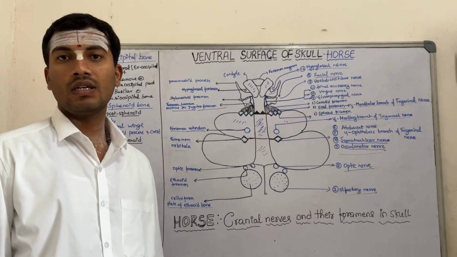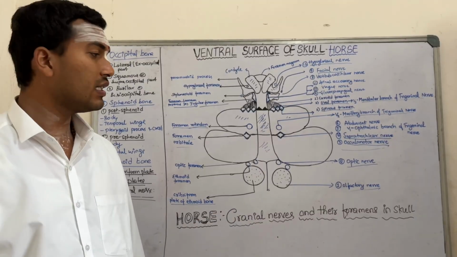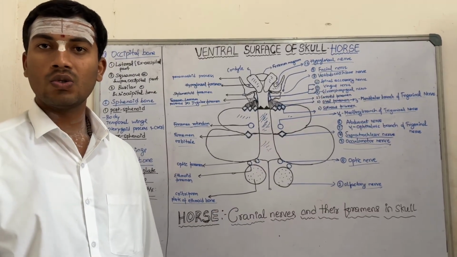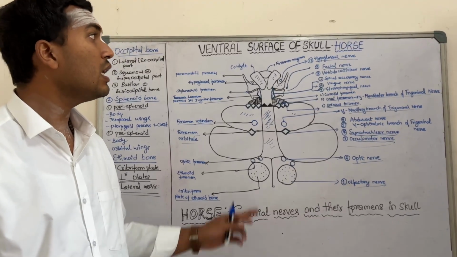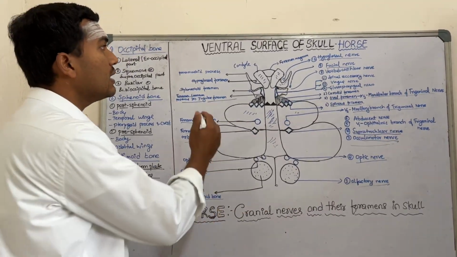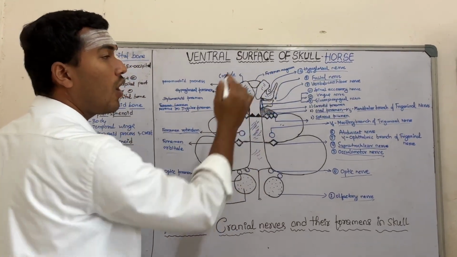Hello everyone. In the last video I discussed the cranial nerves and their foramens in the cattle skull. In this video I am going to discuss the cranial nerves and their foramina in the horse skull. This is a diagrammatic representation of the ventral surface of the horse skull.